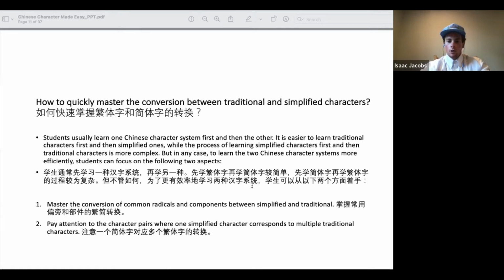Students usually learn one Chinese character system first and then the other. It is easier to learn traditional characters first and then learn simplified, while the process of learning simplified characters first and then traditional characters is more complex. But in any case, to learn the two Chinese character systems more efficiently, students can focus on the following two aspects. First, master the conversion of common radicals and components between simplified and traditional. Next, pay attention to character pairs where one simplified character corresponds to multiple traditional characters.